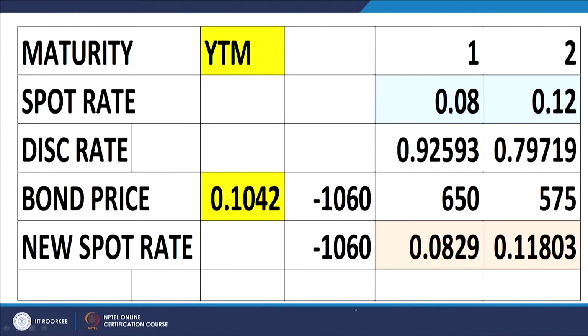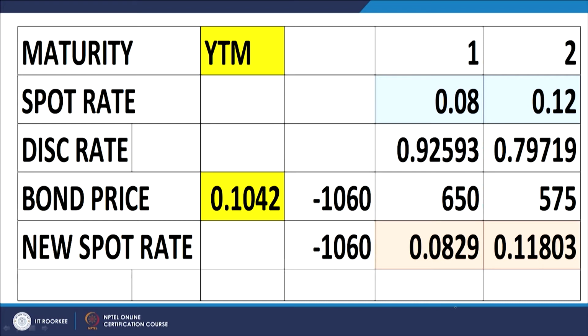And on that basis, I have a bond which gives me cash flows of 650 and 575. Any bond which gives me this particular set of cash flows, 650 at the end of the first year and 575 at the end of the second year, is a pattern of cash flows. Let us say it is encapsulated in a bond. So, these are the cash flows of a bond.